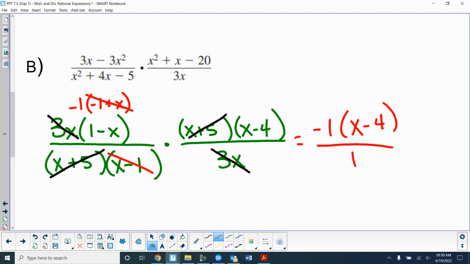If they don't ask us to write the restrictions, then we're not going to worry about it. Sometimes they'll ask us in the directions. All right? Questions? So sometimes you'll get opposites, like we did here, with that 1 minus x and x minus 1. Factor out a negative 1 from one of them, and then they'll be the same. Okay?